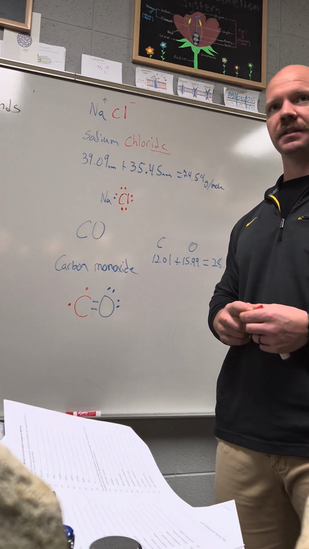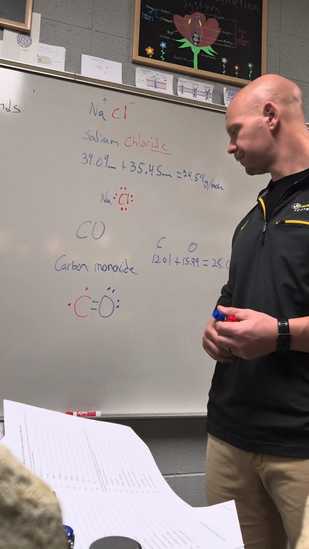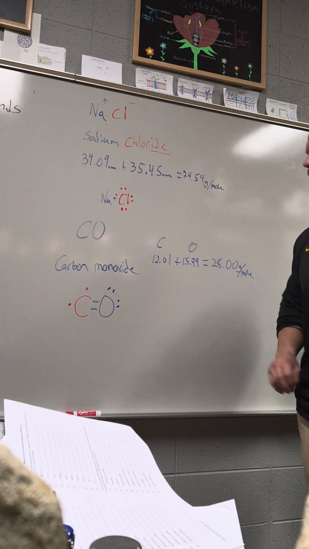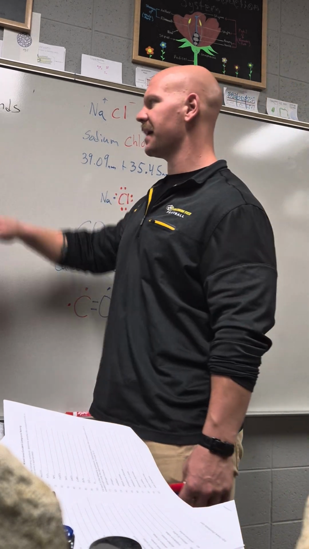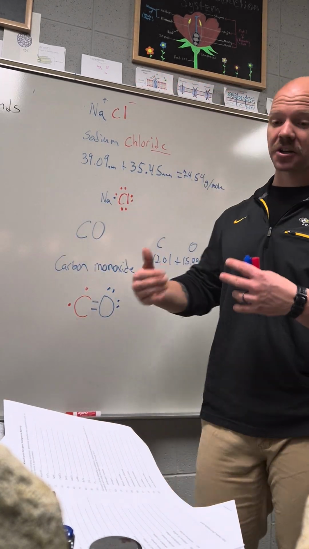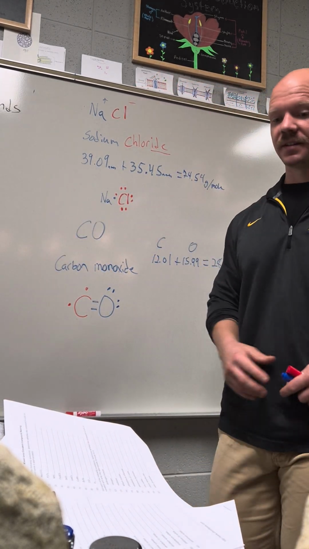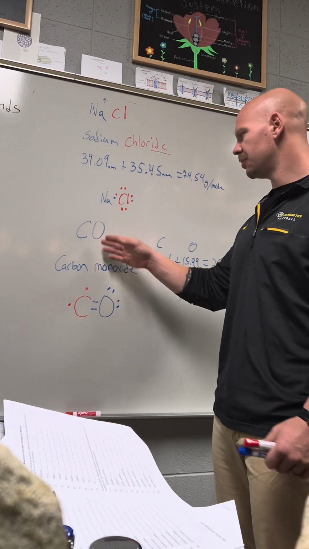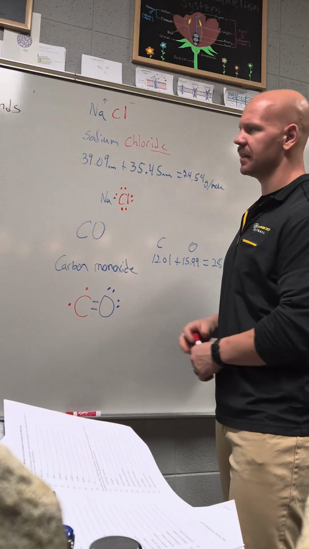Anybody got any questions on this? Very cool. All right, so that is how you do an ionic and how you do a covalent molecule. That is how you find the mass and how you show the Lewis dot structure. And I want you to do these for all the ones that are going to be diatomic, meaning that they have 2 atoms in there. I don't want to see them for every single one.